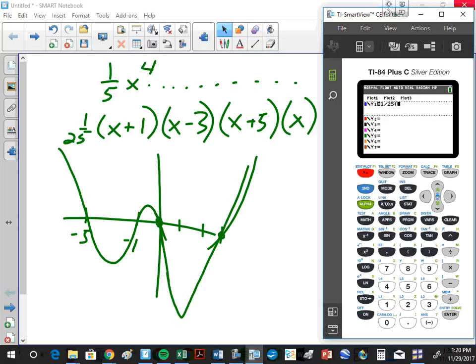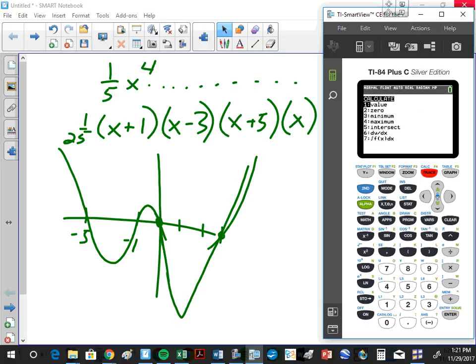Ooh, no, that's not what I wanted to do. So x plus 5. Oops. I did it again. x minus 3 and x plus 1. Something like that, right? So I need to find all of the local minimums and all of the local maximums.